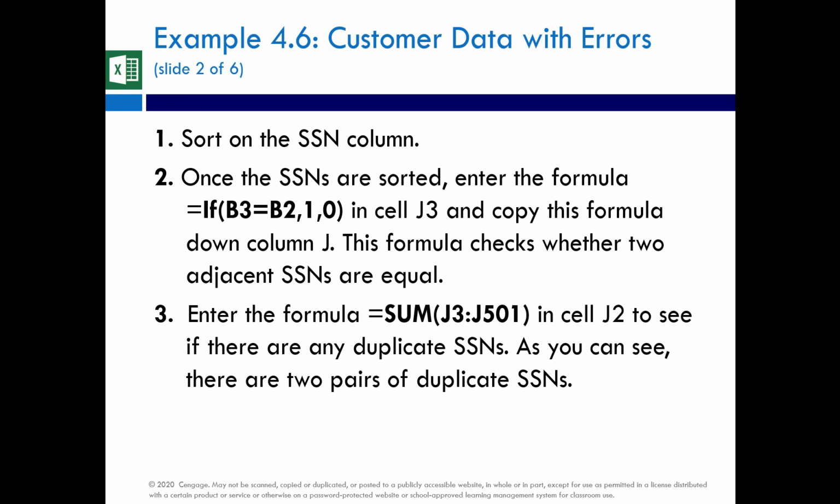Once the Social Security column is sorted, enter in column J the formula: if B3 equals B2, 1 or 0. So in J3, enter this formula and copy it down, and this will give you that. Enter the formula equals sum of J3 through J501 in a cell to see if there are any duplicate Social Security numbers. You can see there are 2 pairs of duplicate numbers.